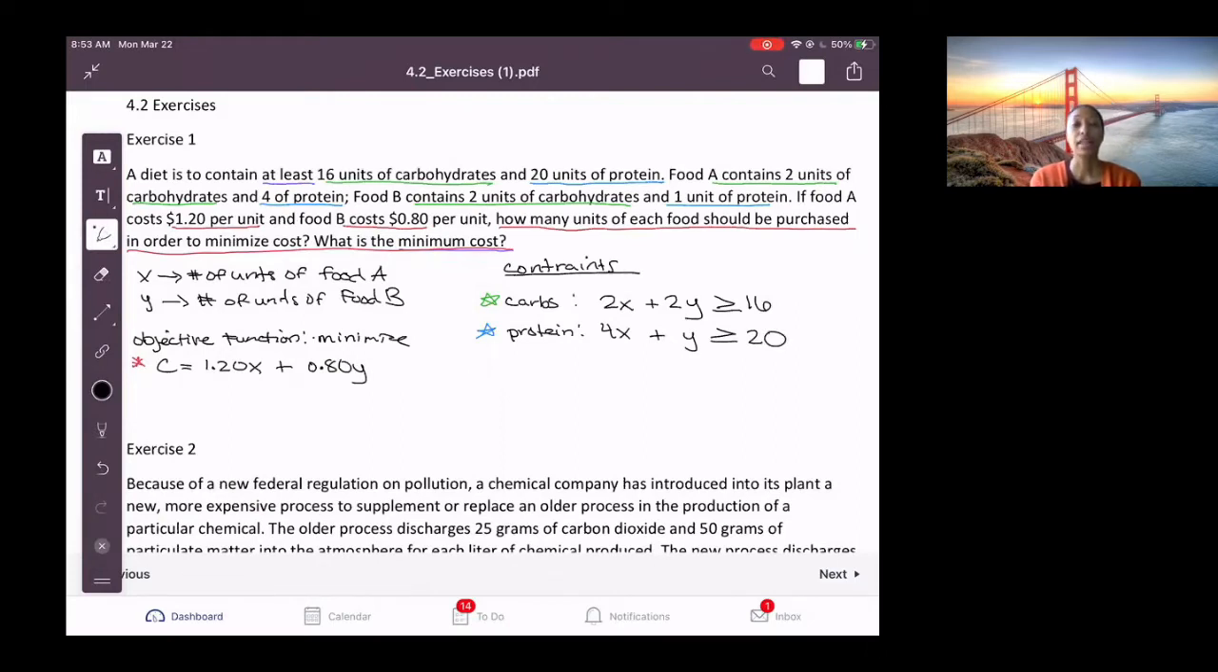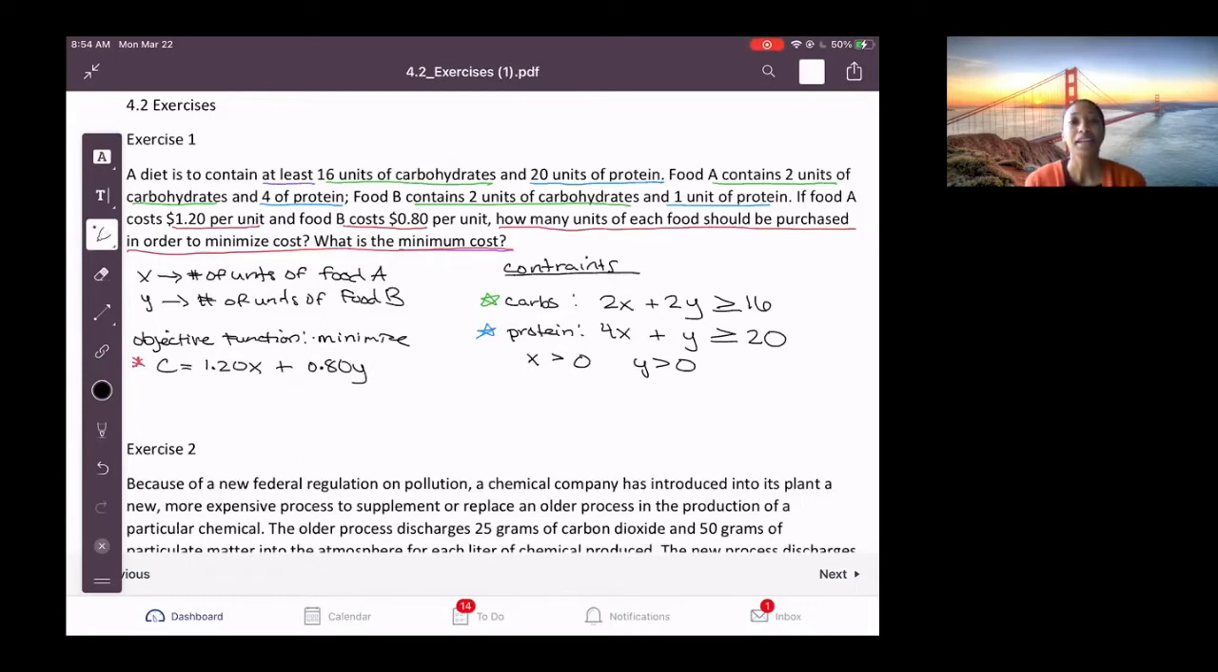Okay. And then it's not stated here explicitly, but in this case where we have an actual application problem, X and Y are the number of units of food. We can't have a negative number of units of food, right? So X and Y have to be greater than 0. X is greater than 0. Y is greater than 0. In our application problems, that's generally the case.